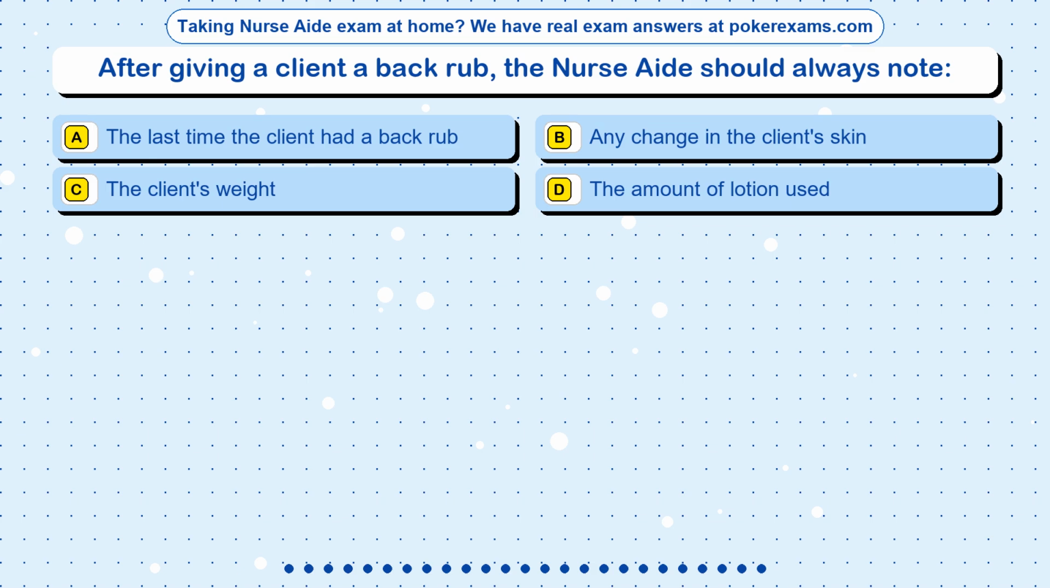Question 13. After giving a client a back rub, the nurse aide should always note: Option A, the last time the client had a back rub. Option B, any change in the client's skin. Option C, the client's weight. Option D, the amount of lotion used.